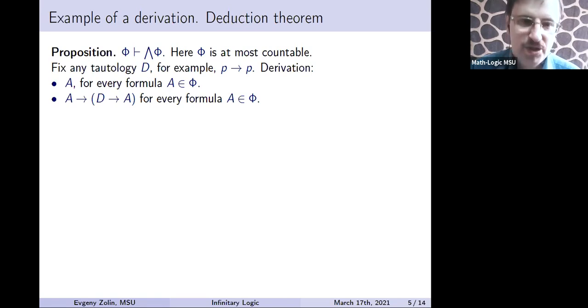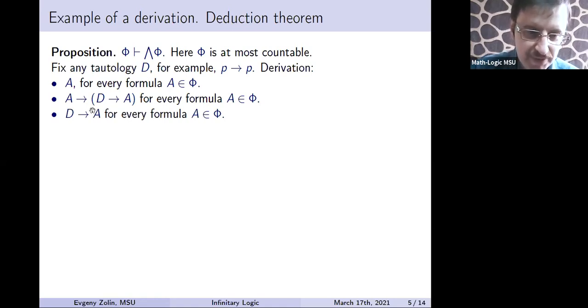Next, we write the formula of this form, A implies D implies A, for every formula A from phi. So again, we have omega steps here. So our derivation has already omega plus omega steps. Next, we apply modus ponens to these two and write these formulas, D implies A. Again, we have omega formulas here. So we have 3 omegas already.